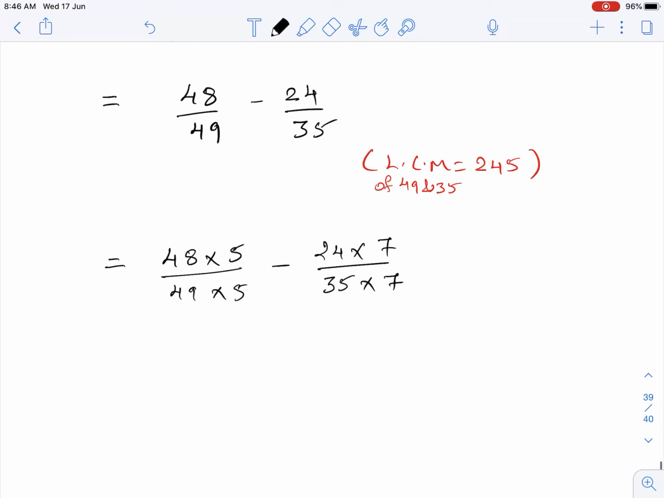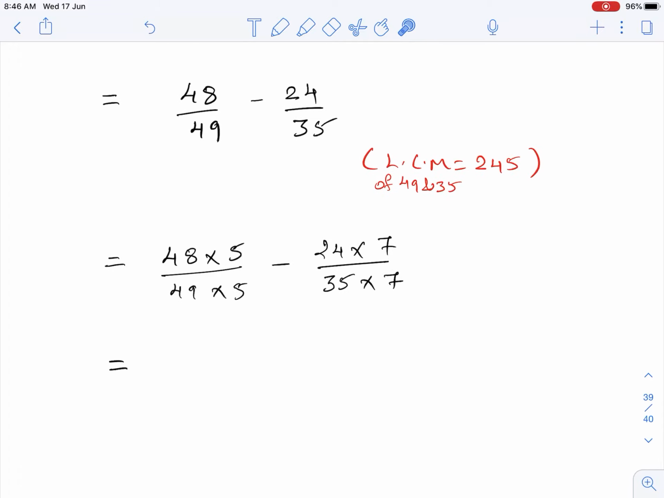Now equals to, we multiply this 48 with this 5. So 48 into 5 is 240, then 49 into 5 is 245, then minus, since the minus sign is present here, we are writing minus. Then next 24 into 7, that is 168 upon 245.